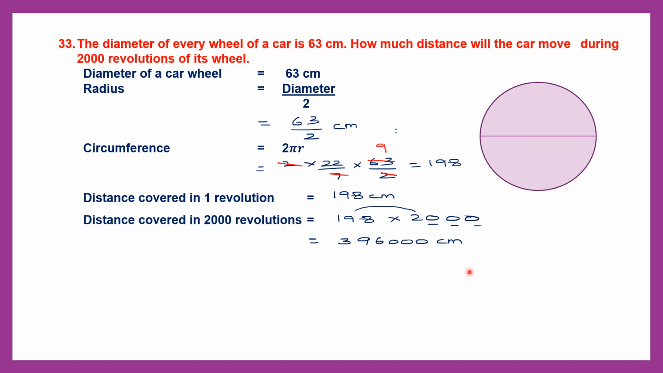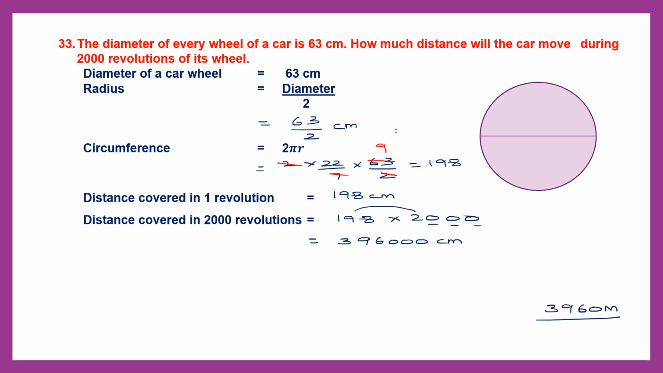Now distance is usually in kilometers, isn't it? So we're going to convert the centimeters into kilometers. Now listen carefully. First let's convert it to meters. So 1 centimeter will have 1 by 100 meters. Okay, so that means I have to divide 3,96,000 by 100. Now let's cancel. So when I cancel this, what do I get? I'll get 3,960 meters.